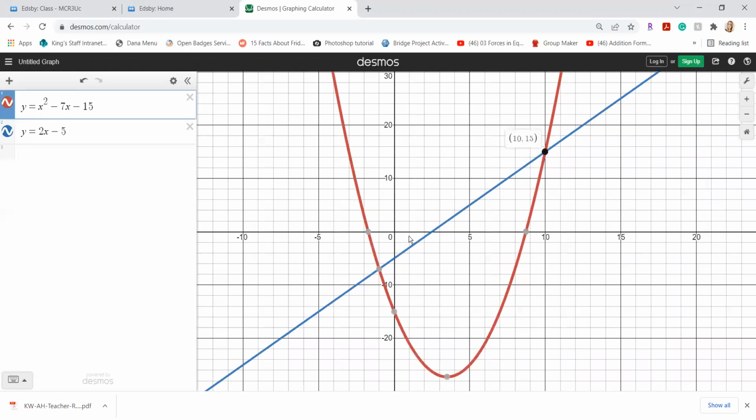So you can actually double check your work with graphing as well. We literally just found 10, 15. This is one of the points where the line crosses the quadratic. And we found -1, -7, the other point where the line crosses the quadratic. Okay, so this one was the f at x function. This one was the w at x, the quadratic.